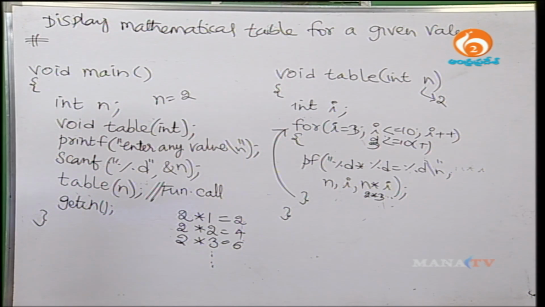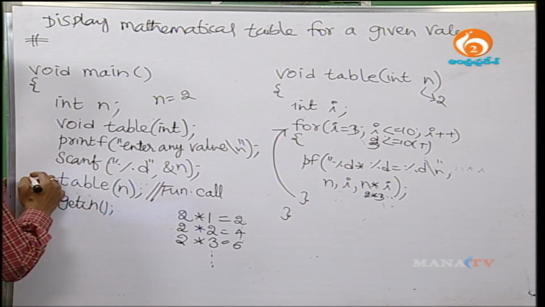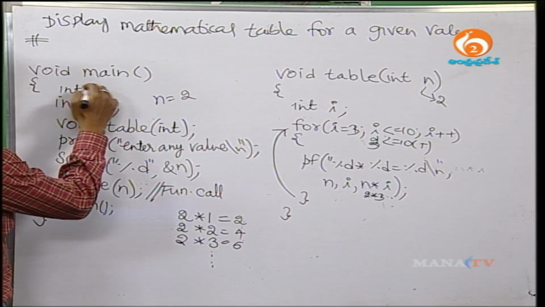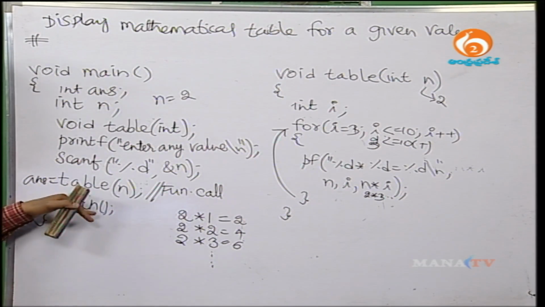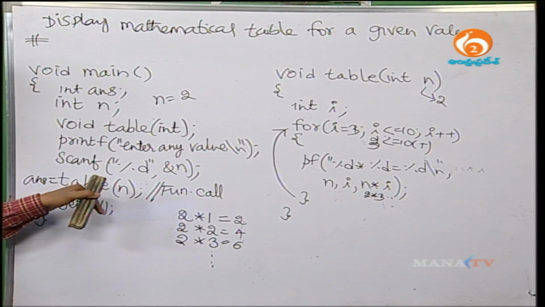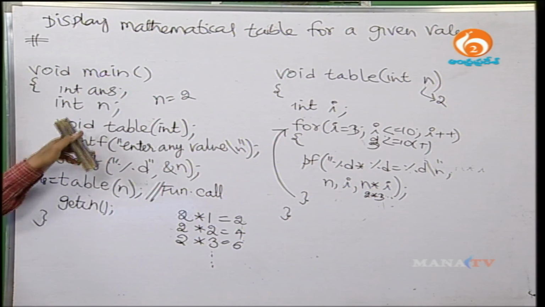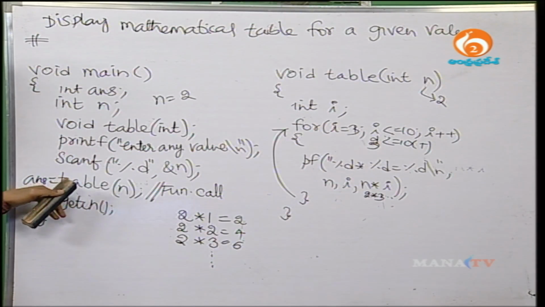Okay. This is the example program. For example, here I want to write another variable int ons. Here ons equal to table of n. Can I write it? It leads to an error, because table is a void function, it does not return any value. So how can you write it here? ons would store a garbage value, moreover it leads to an error.